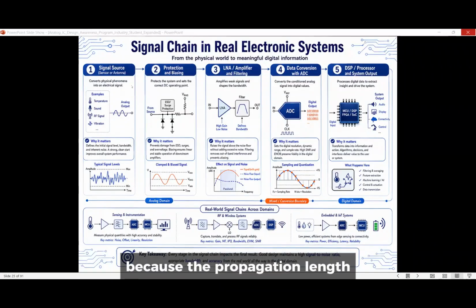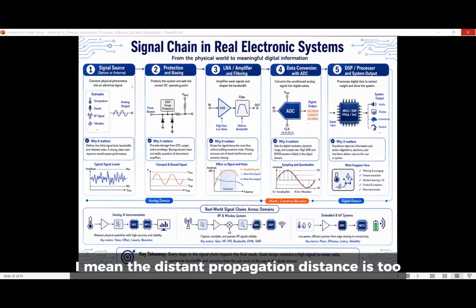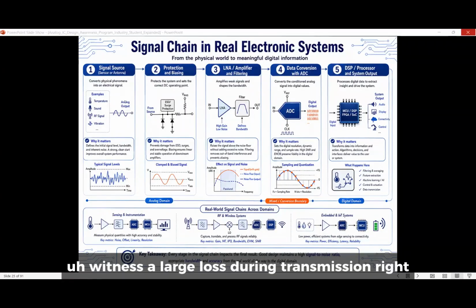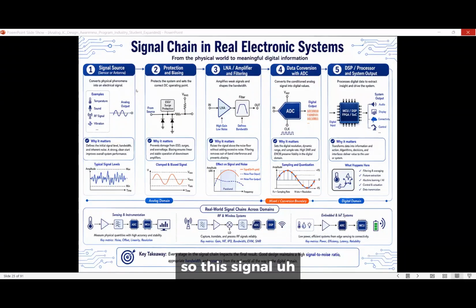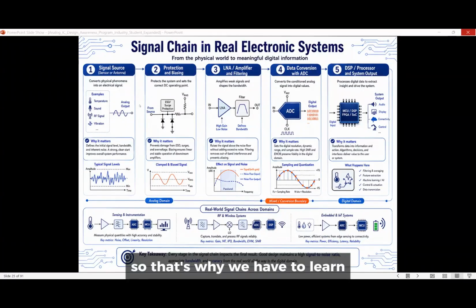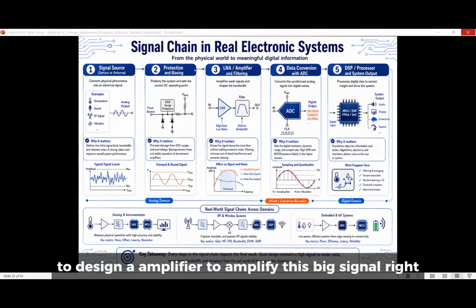However, because the propagation distance is too long for the transmission, the signal will witness a large loss during transmission, right? So this signal will enter our device but with a large loss. That's why we have to learn to design the amplifier to amplify this big signal, right?